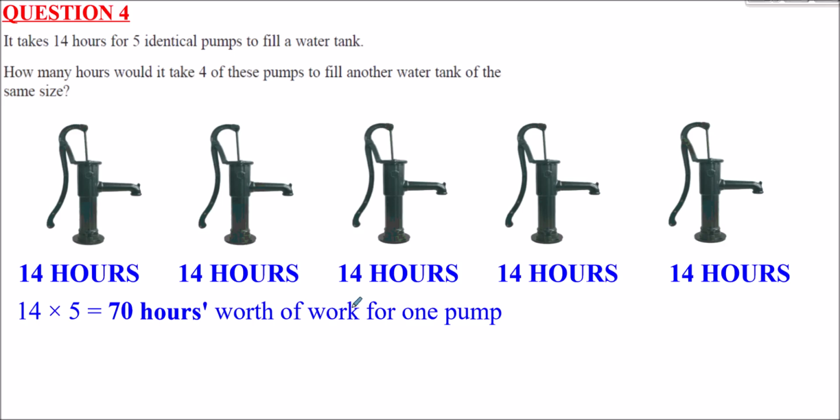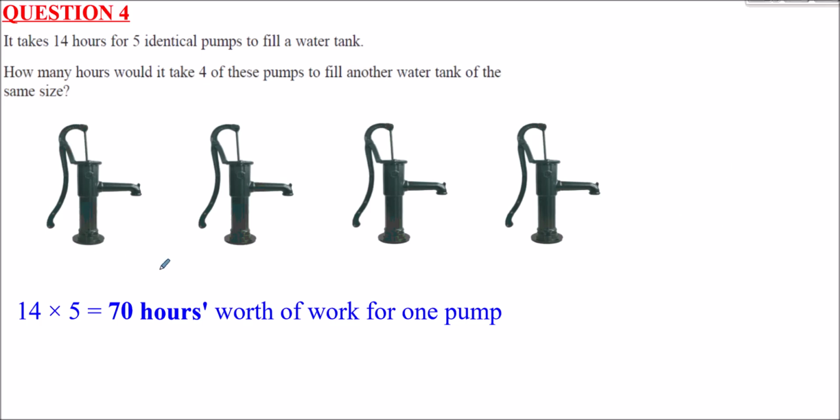So figure out what it'd be for just one pump first. This question here, though, is saying how many hours it would take if there were 4 pumps. So imagine one of them disappearing, like so, then imagine 70 hours worth of work shared out now between 4 pumps. So it's not 70 hours just to itself, this can now be divided equally by 4. 70 divided by 4 gives 17.5 hours. So each pump would be working for 17.5 hours.